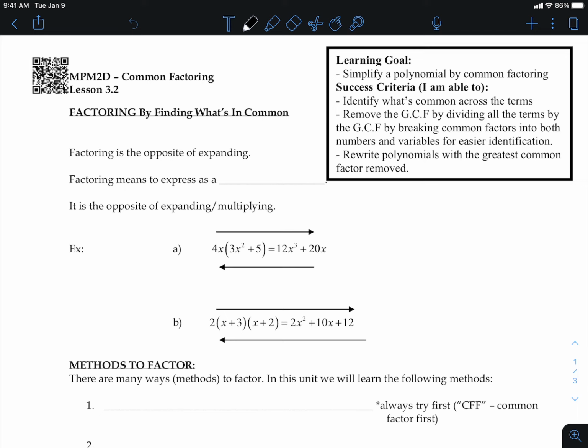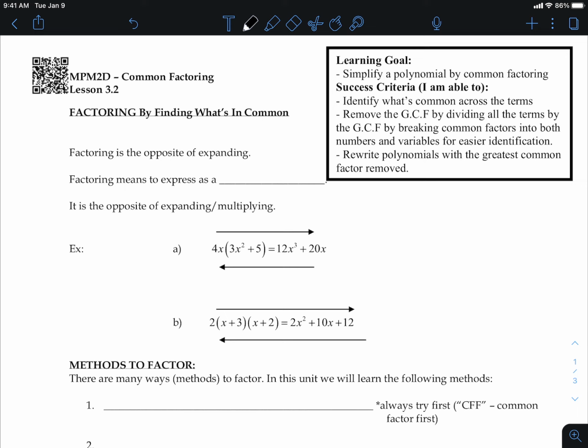That's GCF. You'll come to learn that by dividing all the terms by the GCF, and by breaking common factors into both numbers and variables for easier identification. Lots of words there. And then you're just going to rewrite the polynomial with the greatest common factor removed. Just how the questions look before you multiply the 12 in. You're just doing the exact opposite of what we did in lesson 1. That's all. Factoring is the opposite of expanding. I've said that like 3 times now.